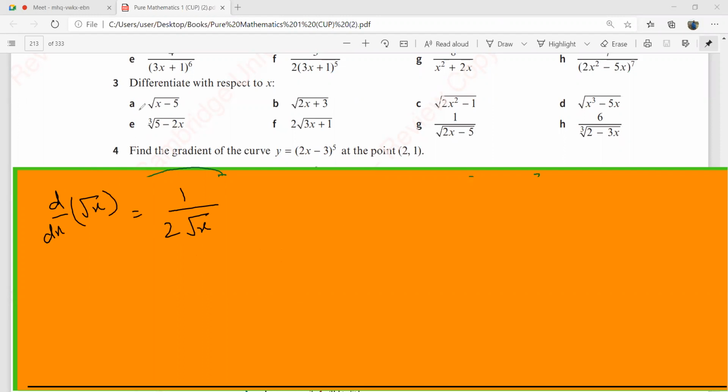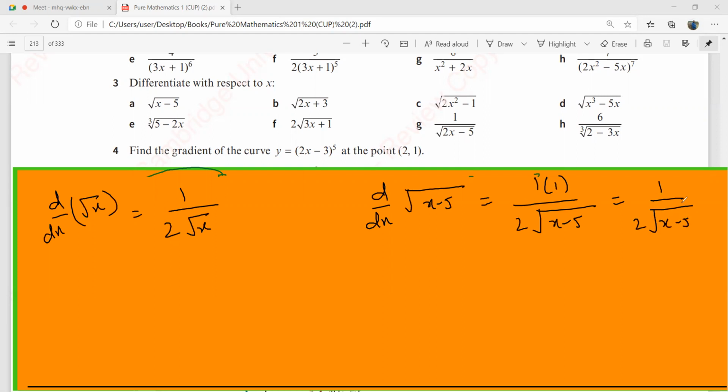Okay. Now, for the square root thing, you see, this is really handy if you learn this by heart as well. The d by dx of under root (x minus 5) you can simply write as 1 over 2 under root (x minus 5) and into 1. This 1 is the derivative of x minus 5, okay? And then this is written as 1 over 2 under root (x minus 5).